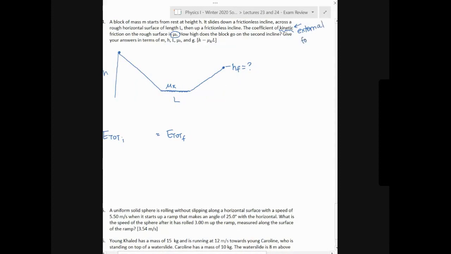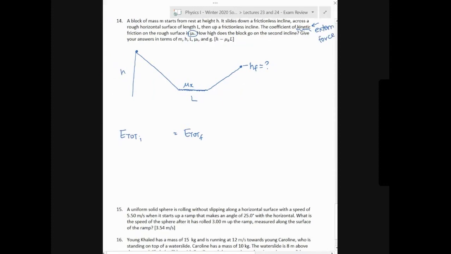Anytime there's an external force, what do you need to add to your equation? You can't just say E total initial equals E total final. You need to add something to the left side. What is it that we need to add here? Yes, work. Good. And in this case, it's the work done by what kind of force? What's the external force? Friction. Yeah, good. Work done by friction. So we need to include work in this equation.